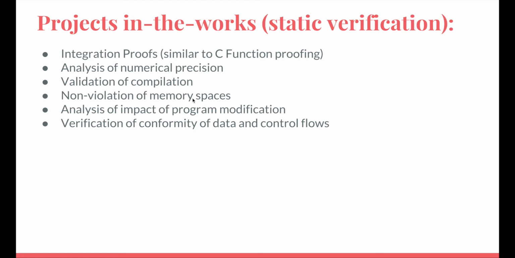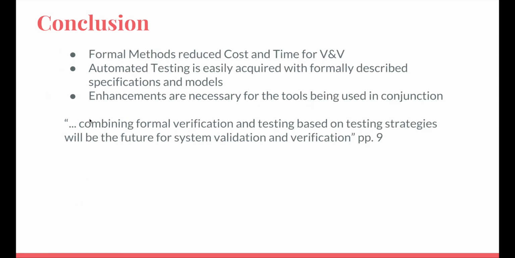And these are the projects that they have in the works right now. Some things interesting are integration proofs. So there, we talked about integrating C functions by itself, but they are also trying to automate the integration of those functions together. And in conclusion, formal methods reduce a lot of time and cost for validation and verification. For Airbus, they generate code from it, they're able to generate test cases, and they're able to test automatically. And this quote I found really interesting from the article that basically concludes it: combining formal verification and testing based on testing strategies will be the future of system validation and verification.